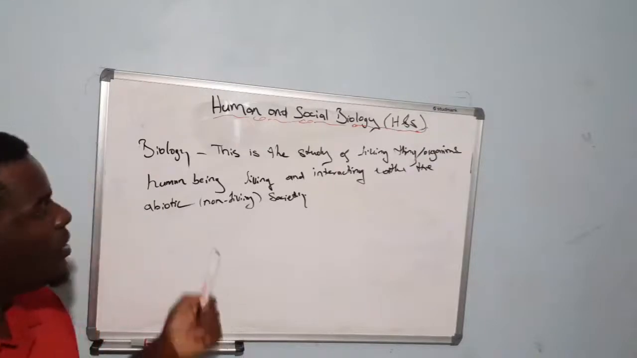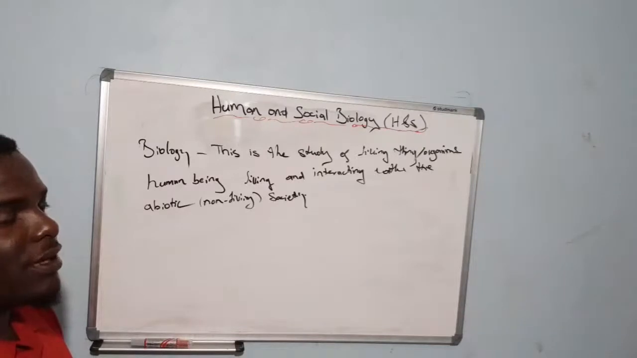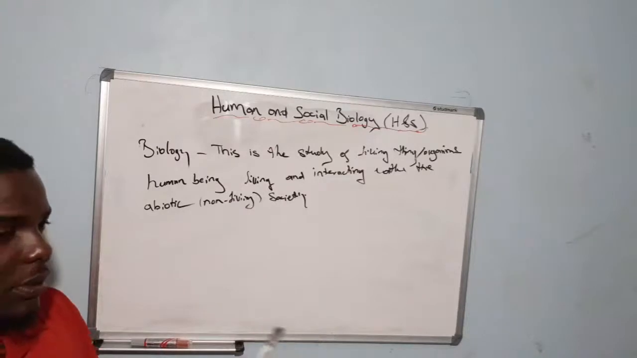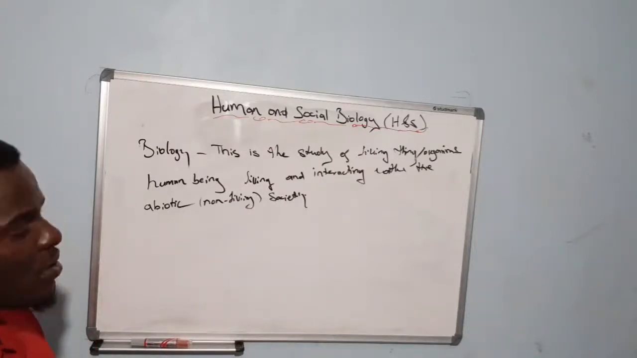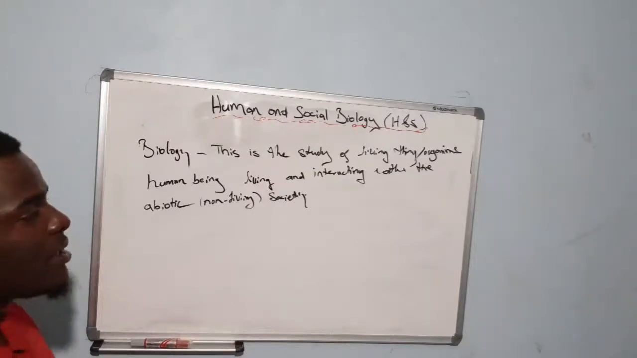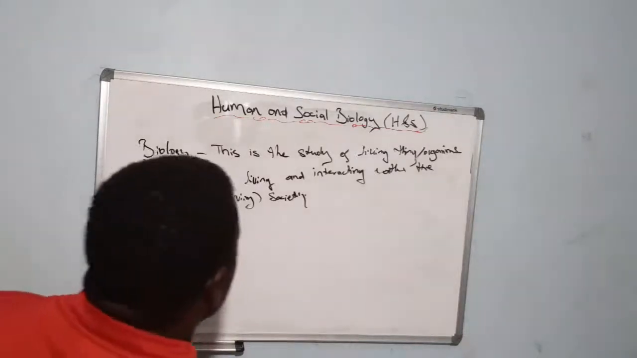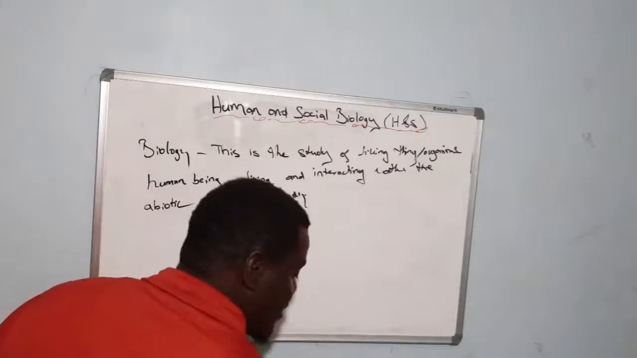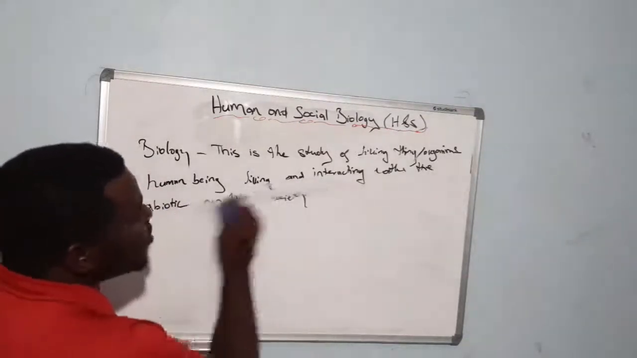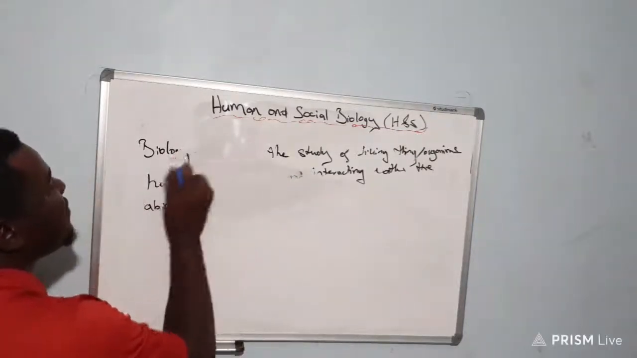So we are interdependent, meaning that we depend, for instance, on plants for survival, and plants also depend on us for survival. Other natural creation, we also depend on them for survival, as we are interdependent. So that's a simple definition of human and social biology. Now we understand what we are up to. It has a lot to do with the environment.